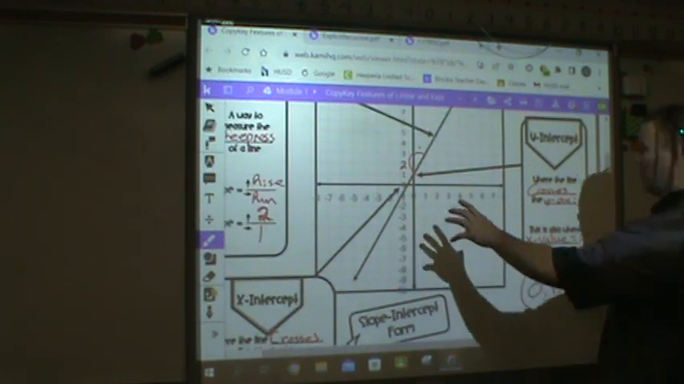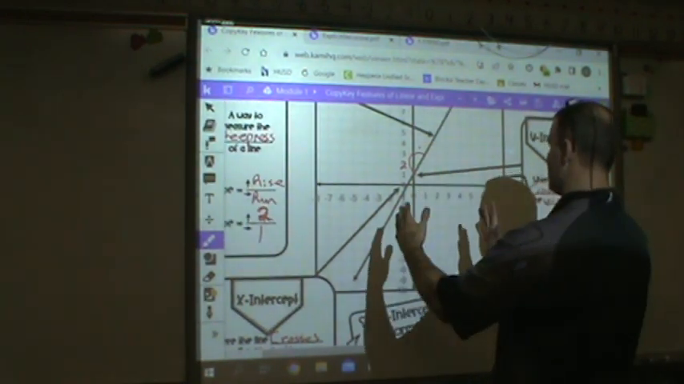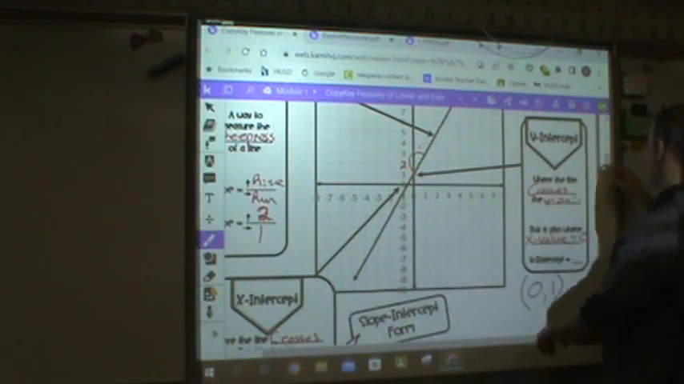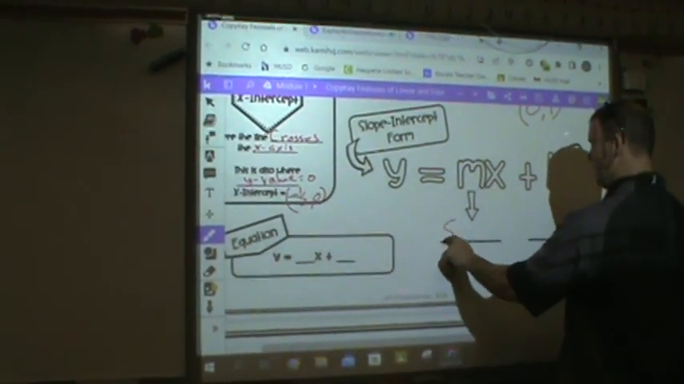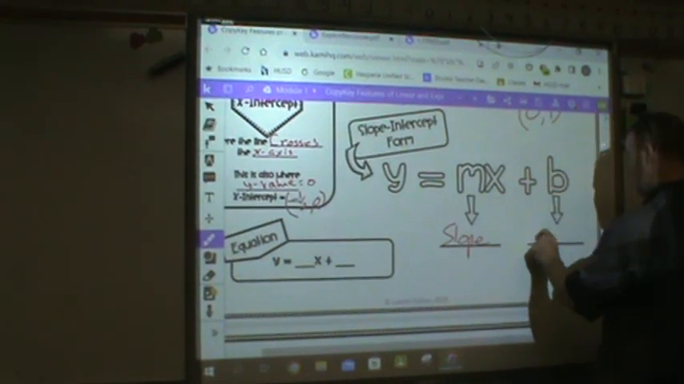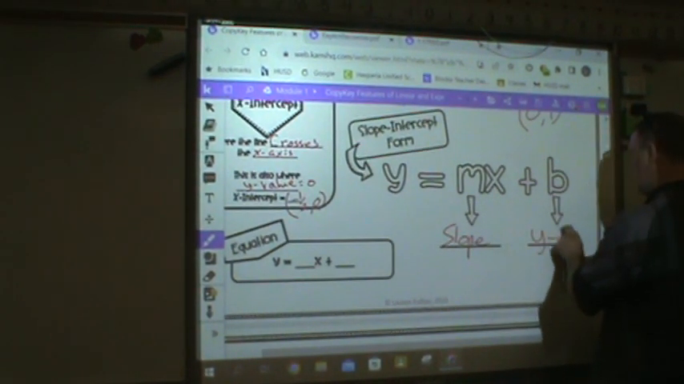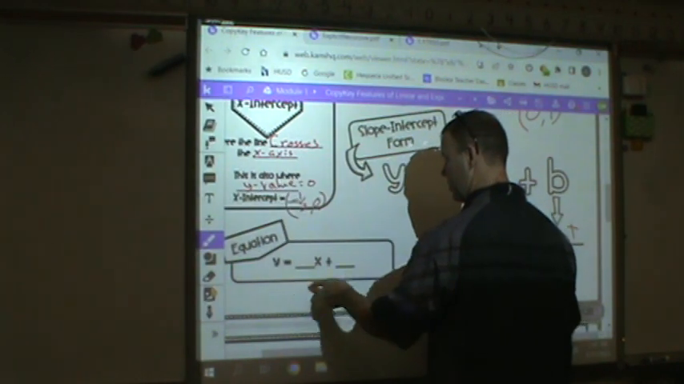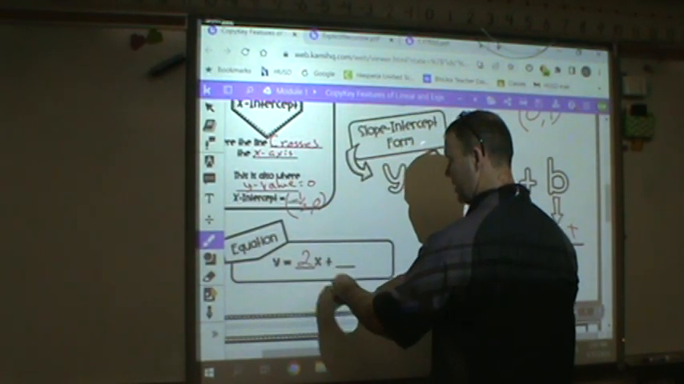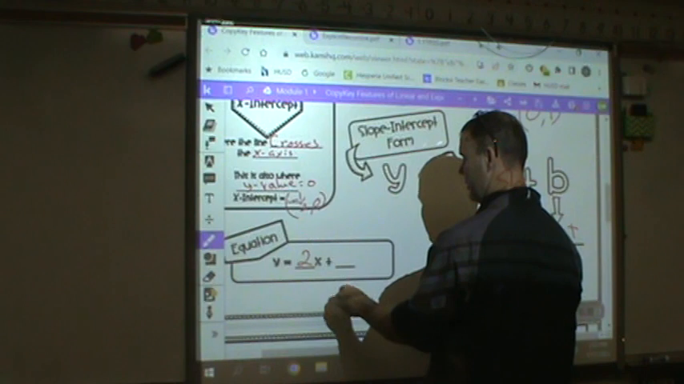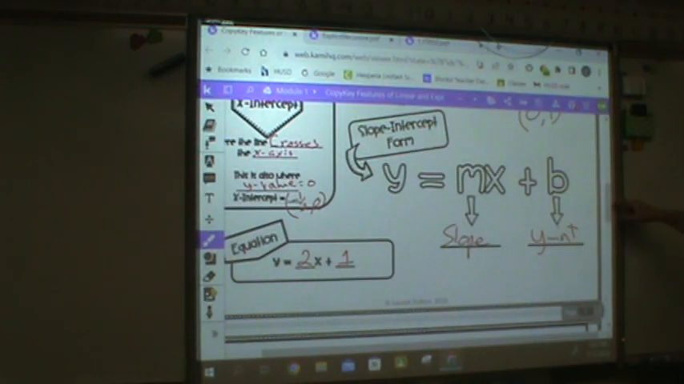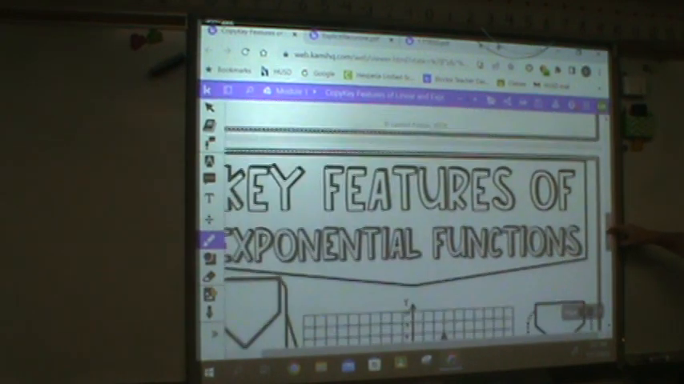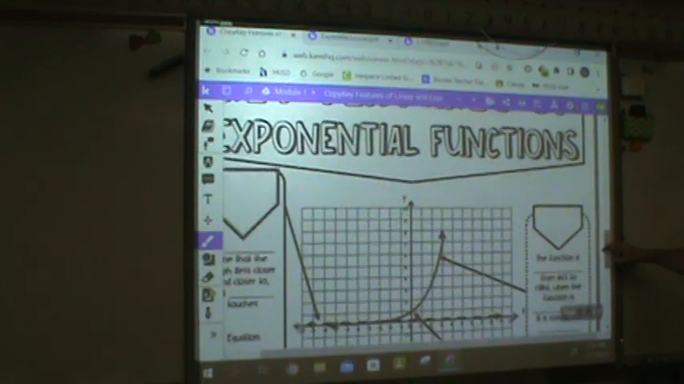So the other thing we look at is when we look at this line, we see, oh, from left to right, it's increasing. So therefore, y equals mx plus b. M is my slope. B is my y-intercept. And for this particular equation, y equals 2x, or 2 is my constant rate of change, plus 1 is my y-intercept. And there are your key features from linear functions. Key features of exponential functions.